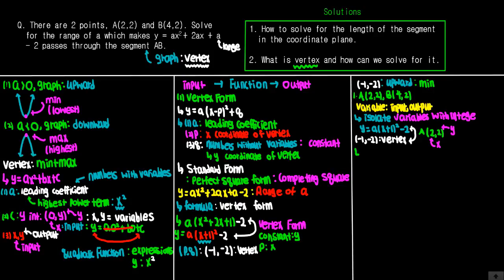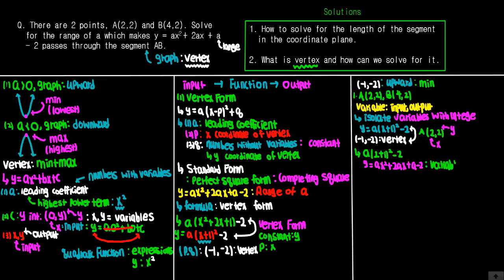So let's input our value as 2, which will be a times (2 plus 1) squared minus 2. And the reason why we convert this into a vertex form, other than finding the vertex, is that if you solve for this using our standard form, which is our original, y equals ax squared plus 2ax plus a minus 2, it contains so many variables that we're going to be confused.